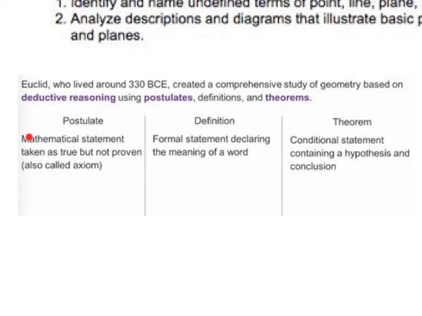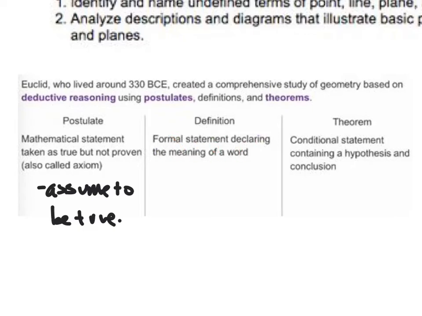And he lived around 330 BC. So he created a comprehensive study of geometry based on deductive reasoning and postulates, definitions, and theorems. So a postulate is something that we assume to be true. A definition means a formal statement declaring the meaning of a word.